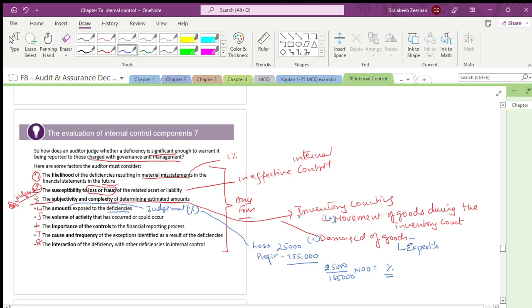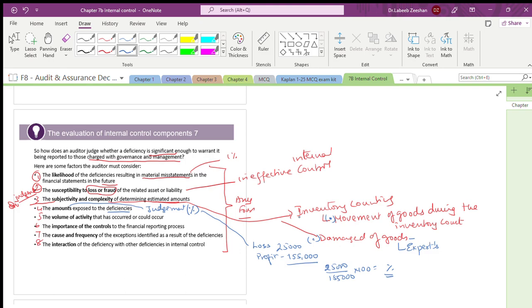Whether the percentage is exposed to the deficiencies, or if there are deficiencies in internal controls, definitely there will be some losses or some material misstatements in the financial statements.